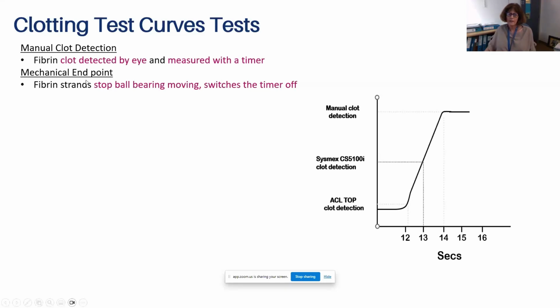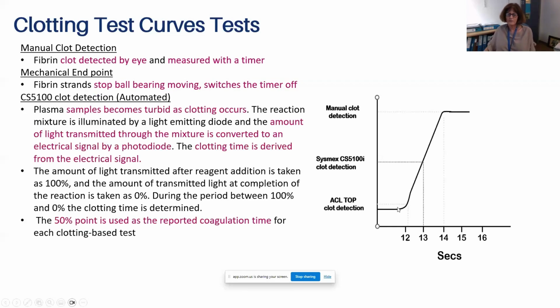When we have mechanical endpoints, the fibrin strands stop the ball bearing moving and it switches the timer off on the analyzer. That's somewhere up here, a mechanical endpoint, because it needs a certain amount of fibrin clot present for the ball bearing to stop moving. And then we've got these automated analyzers, and they have different detection methods about where they're going to read it on this clotting curve.